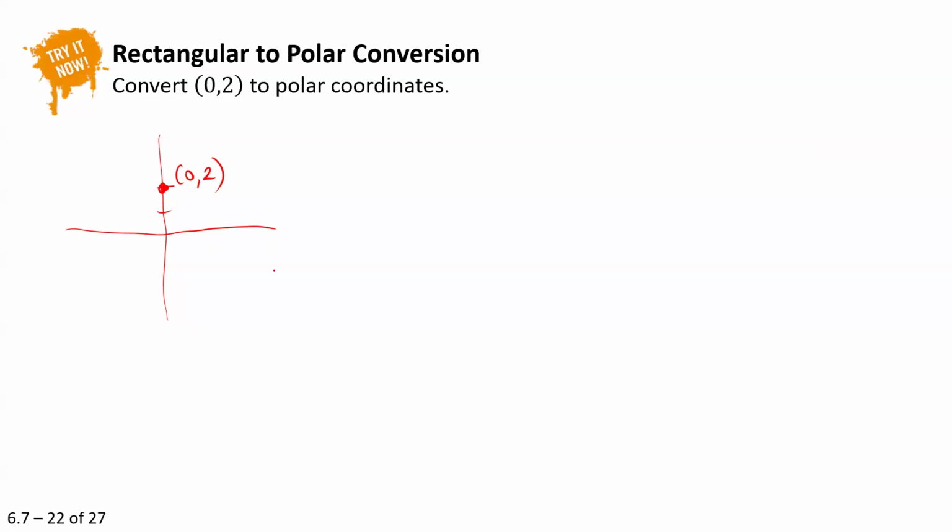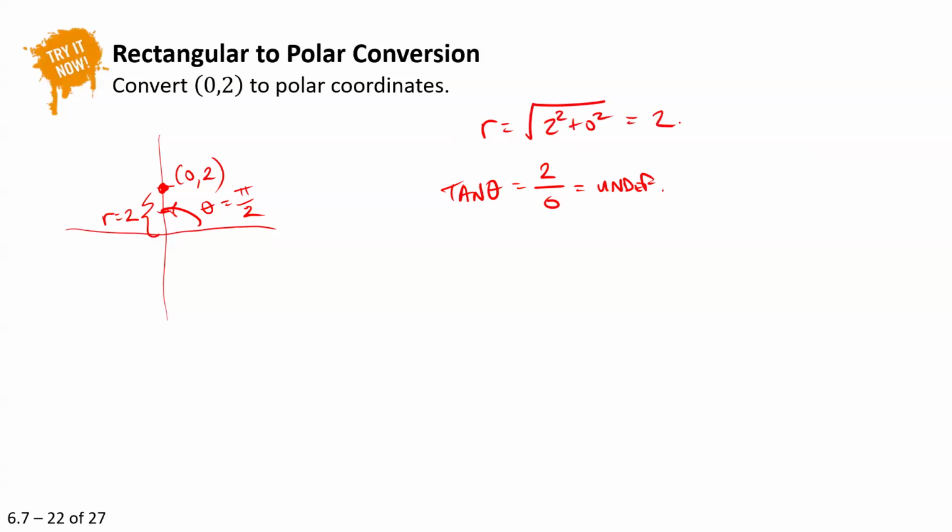So really, if you plot your point, it becomes pretty apparent what it is. R here is equal to 2, and theta here is equal to pi/2, which is a little bit more useful than trying to use our equations here because we get tangent of theta is equal to 2 over 0, which is undefined. So we'd have to ask, where is tangent undefined? But yeah, r would just be equal to the square root of 2 squared plus 0 squared, which is just 2.